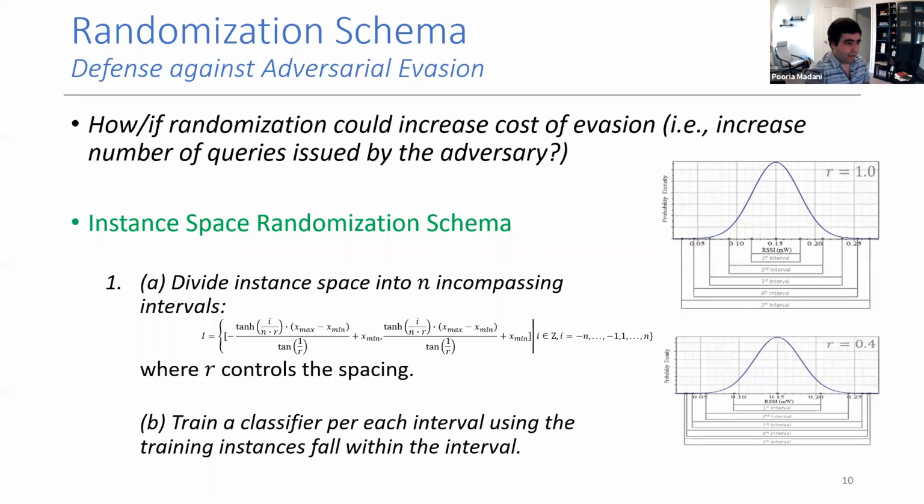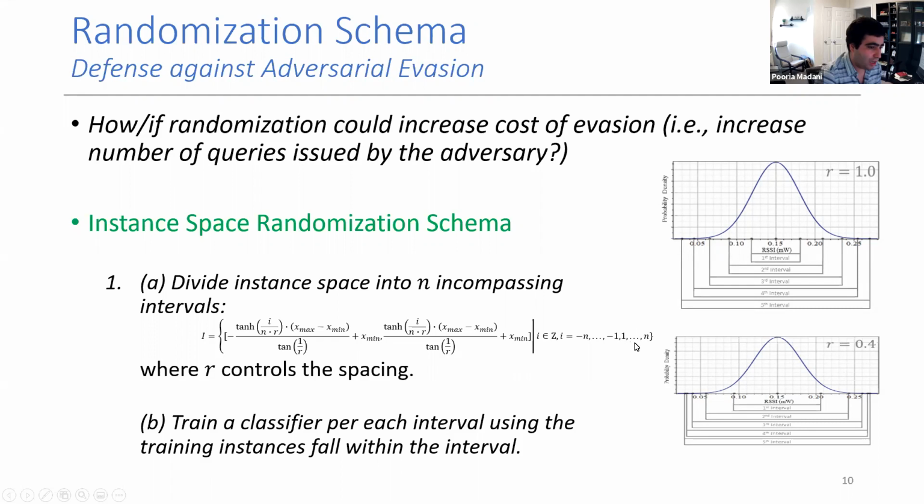So the idea of randomization is divided into two parts. The first is to create some encompassing intervals, especially for the received signal strength, because it has a Gaussian-like distribution. And in most of the literature, they use mixture models, mixtures of Gaussians. It made sense for us to create intervals that are encompassing. And based on that, we created this formula for interval creation.